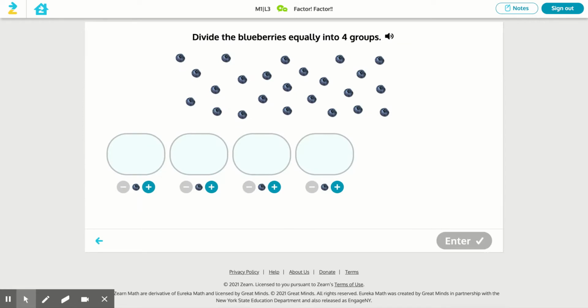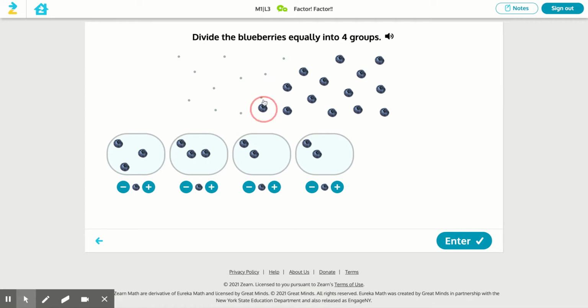All right, guys. And so the first thing we're going to do is divide the blueberries equally into 4 groups. What I want you to pay attention to right now is a strategy that I use to divide my blueberries. Whenever you have a large amount of items and they are not placed in an organized manner, we're going to add one item to each group before we go and start again. So for example, I'm going to put 1 blueberry in my first group, 1 in my second, 1 in my third, and then 1 in my fourth group. And then I'll start back over with my first group again.